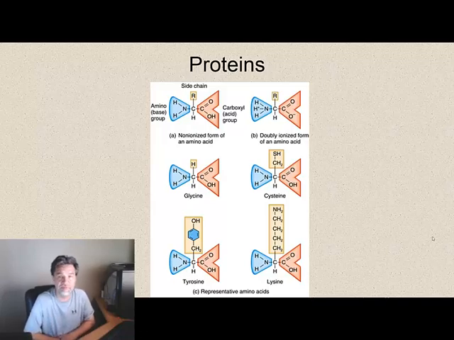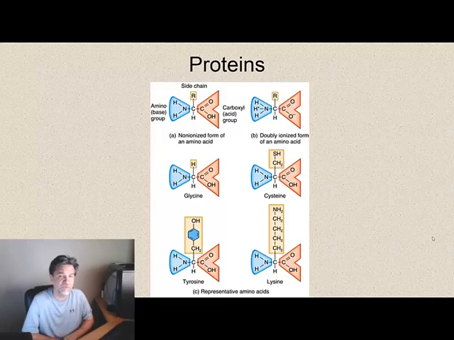So our third of the macromolecules is the protein. Proteins are made up of subunits called amino acids. And amino acids are fairly simple molecules, not too complex. They're very small. And we begin to associate amino acids together to form proteins. So proteins are made up of a series of amino acids.